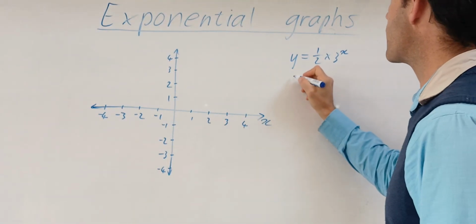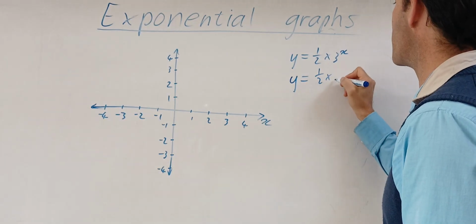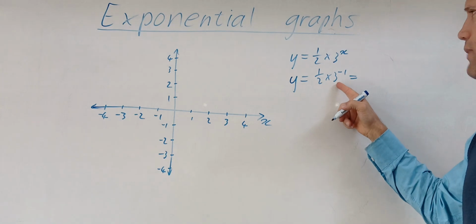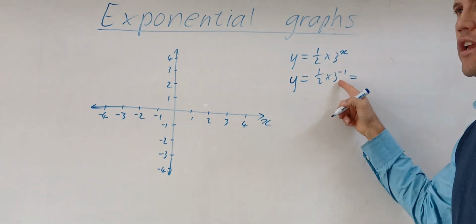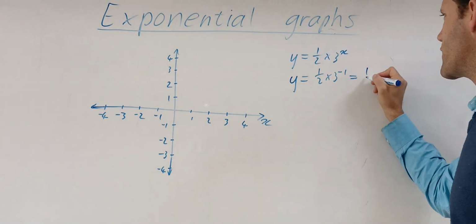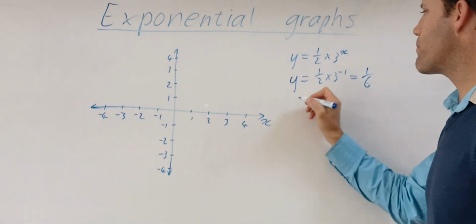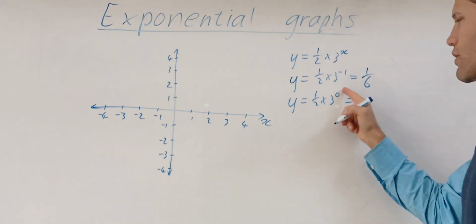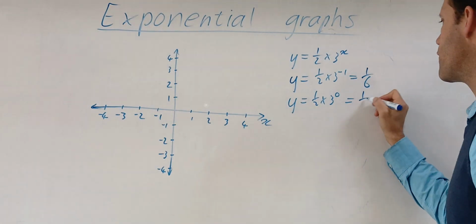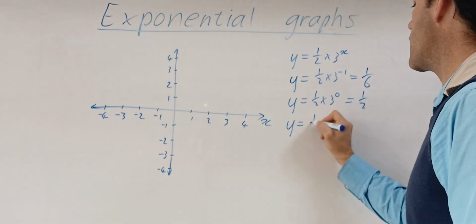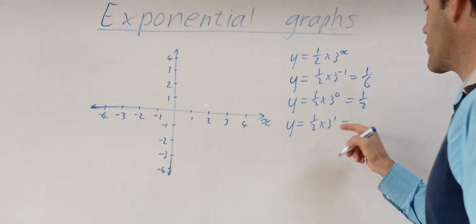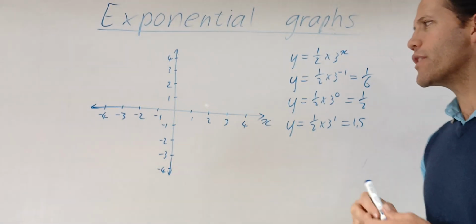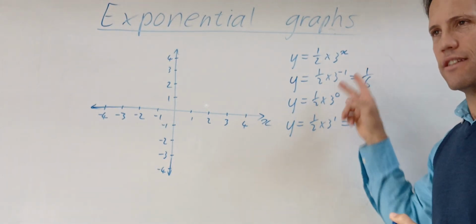If I put -1 into the graph, a half times 3 to the power -1, this is going to be small, because 3 to the power -1 is 1/3. So 1/2 times 1/3 is 1/6. If I put 0 in, a half times 3 to the power 0, and 3 to the power 0 is 1, so a half times 1 is a half. And then if I put in 1, half times 3 to the power 1, I'm going to get 3/2, which is 1.5.